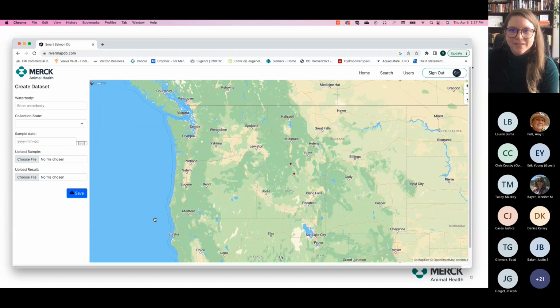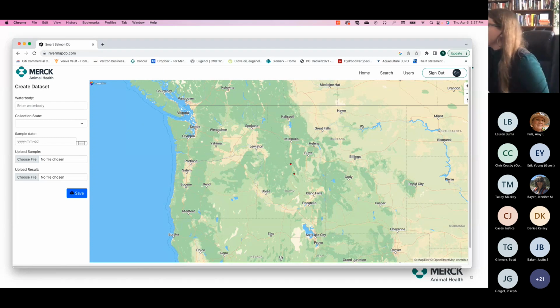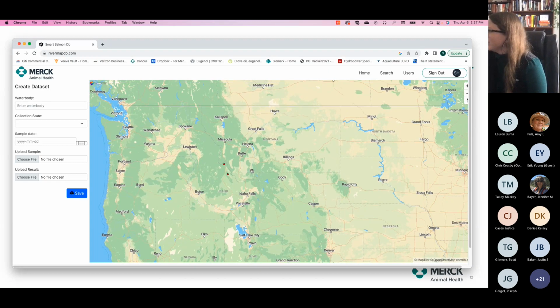Hopefully you can see a web browser, or are you still seeing a PowerPoint? We can see the web browser. Fantastic. Okay. So I am signed in.